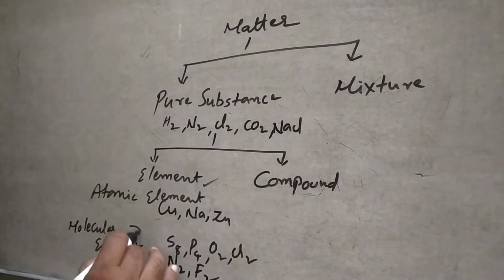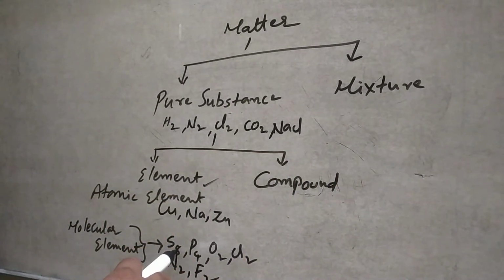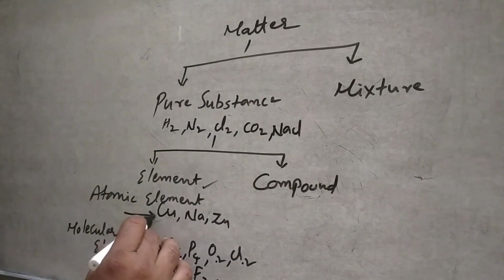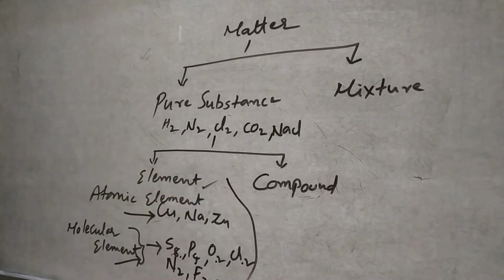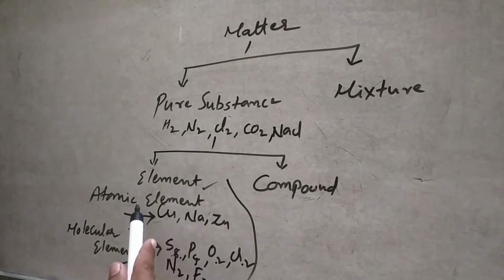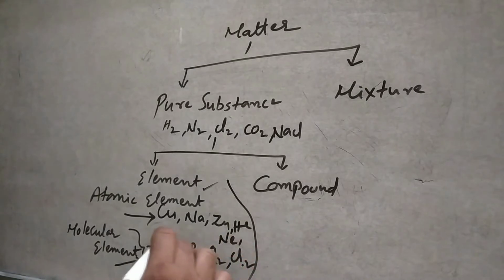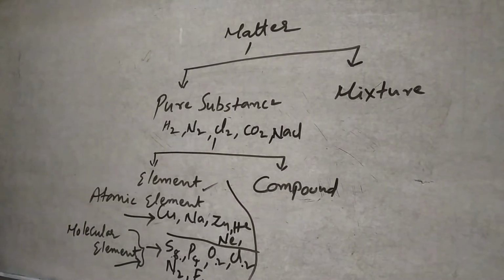Molecular element means two or more atoms are combining. Here S8, all similar type of S, is octatomic, and like this tetra. These are known as atomic elements and these are known as molecular elements. They are classified into two types. Both are elements only. Helium is also an atomic element, or neon. Noble gases are generally atomic elements.